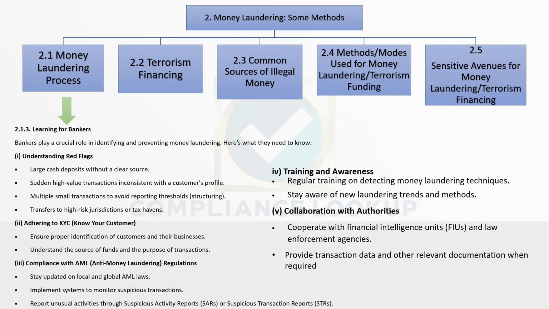Understanding red flags: bankers should be aware of typical warning signs of money laundering. For example, if a customer makes large cash deposits without a clear source of income or conducts high value transactions that are inconsistent with their profile, these could be indicators of illegal activity. An example could be an account normally used for small retail business transactions suddenly receiving large international wire transfers, raising suspicion.